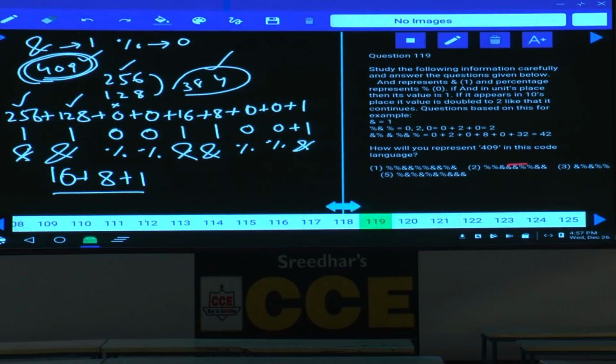25 has 16 in it, and 32 is ruled out, 64 is ruled out. 16 plus 8, 24 plus 1, 25. Done? Then question number 120.